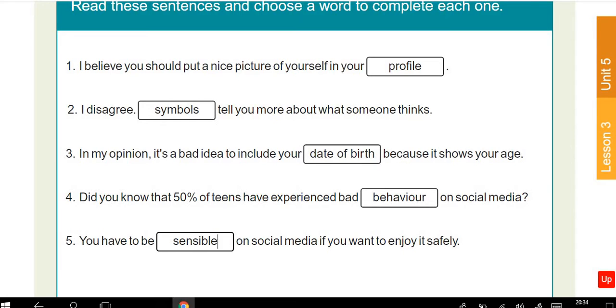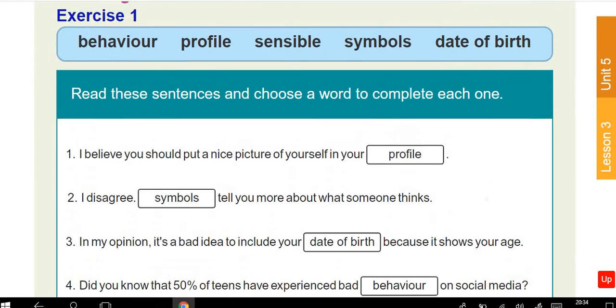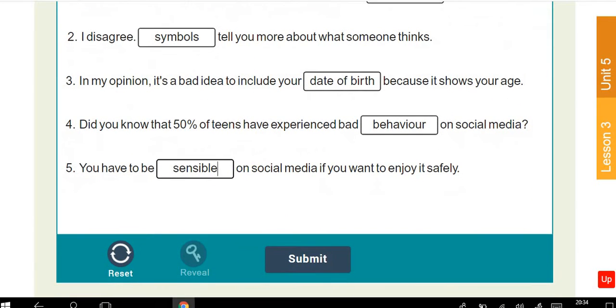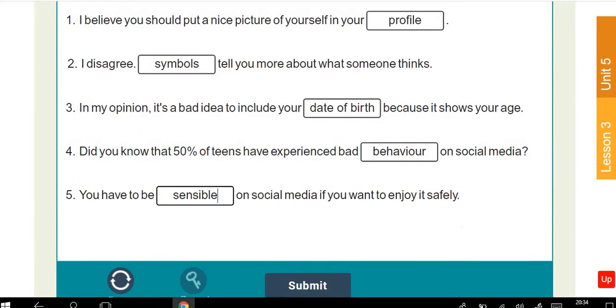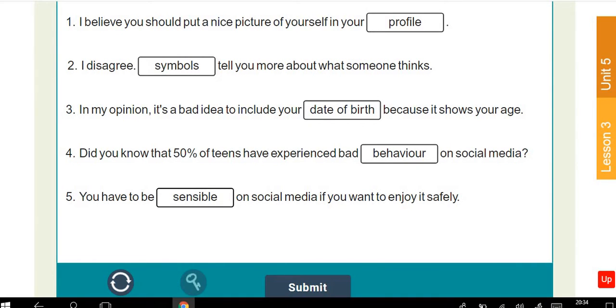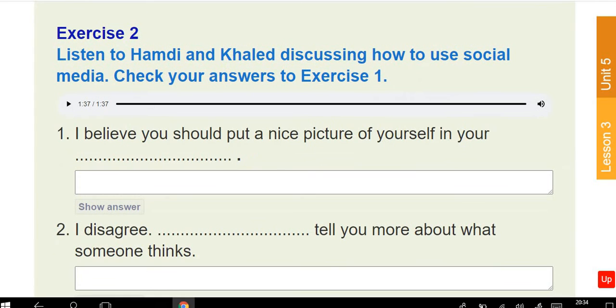Okay, this was the listening, and these are the answers. I believe you should put a nice picture of yourself in your profile. I disagree, symbols tell you more about what someone thinks. In my opinion, it's a bad idea to include your date of birth. Did you know that 50% of teens have experienced bad behavior on social media? You have to be sensible on social media if you want to enjoy it safely. So, yes, we have got it all correct.